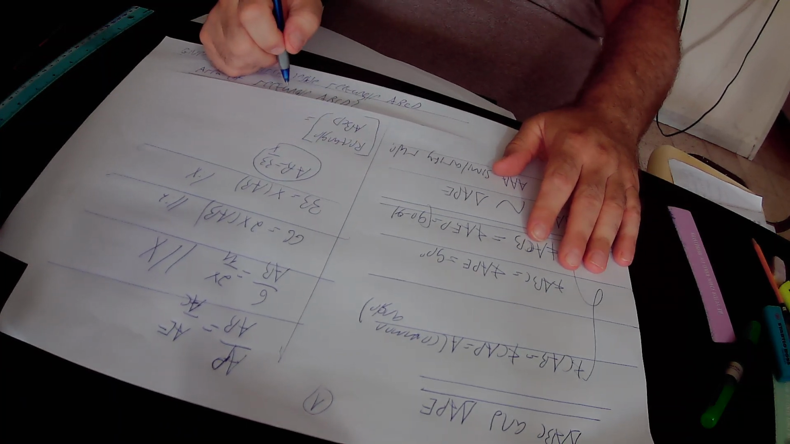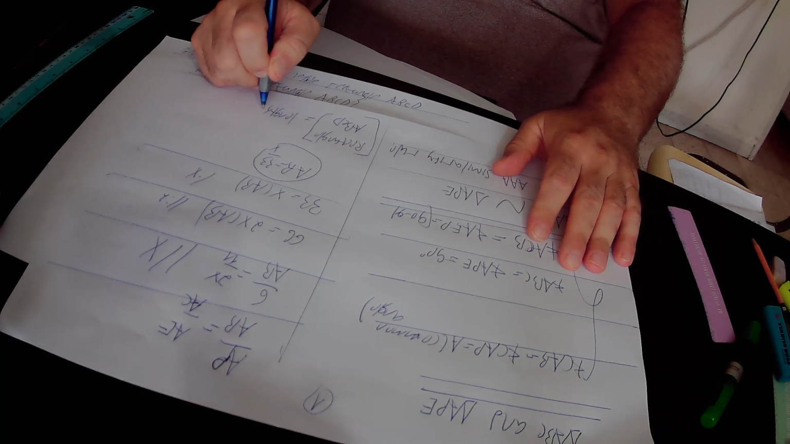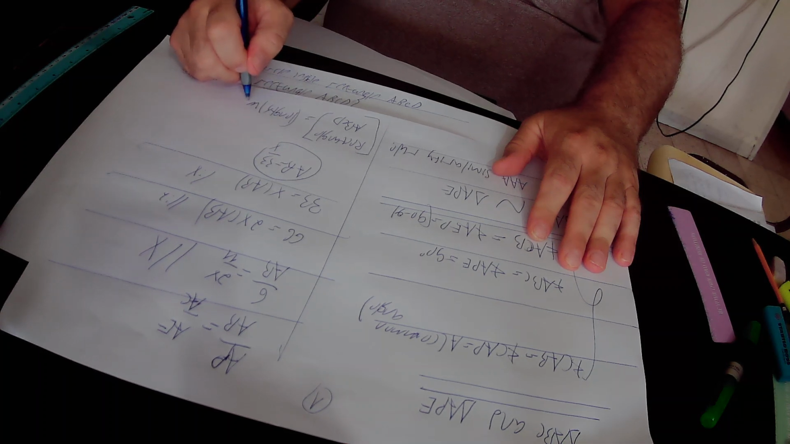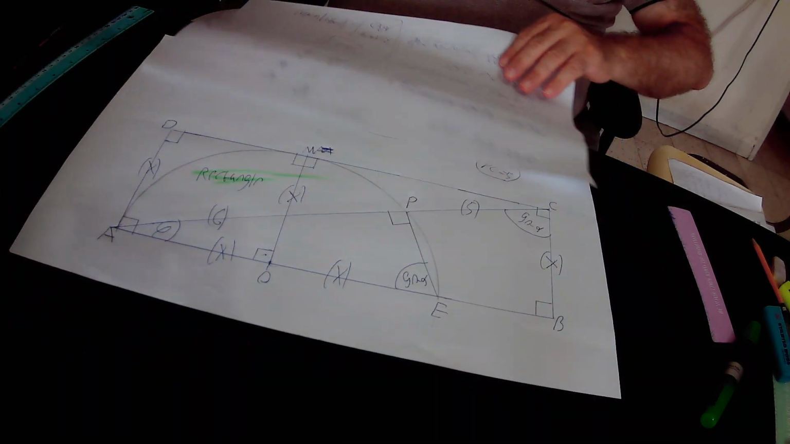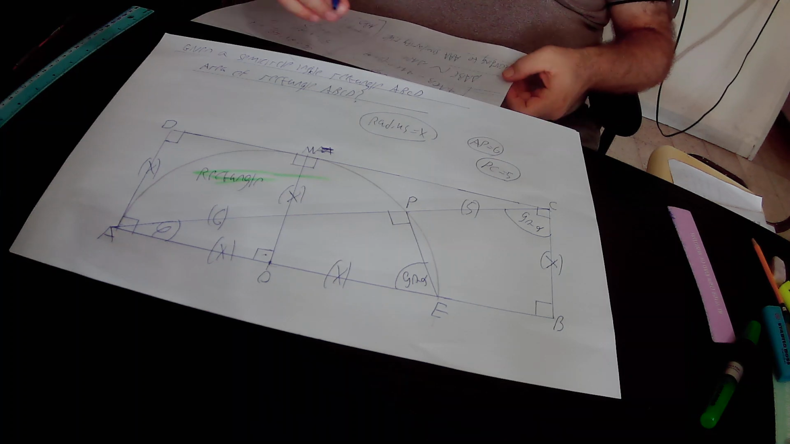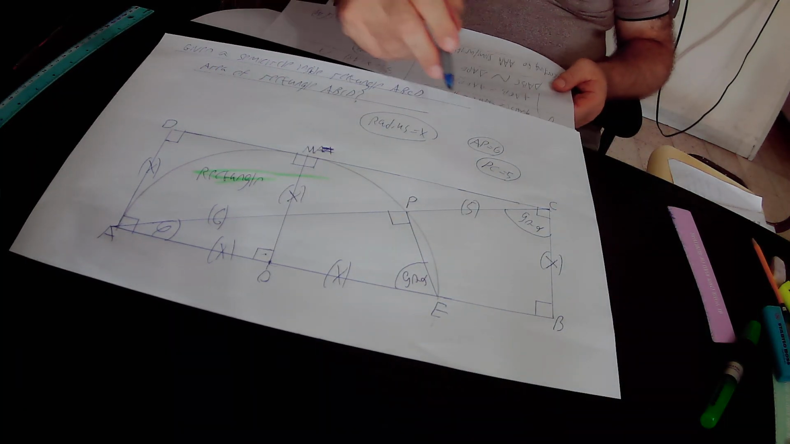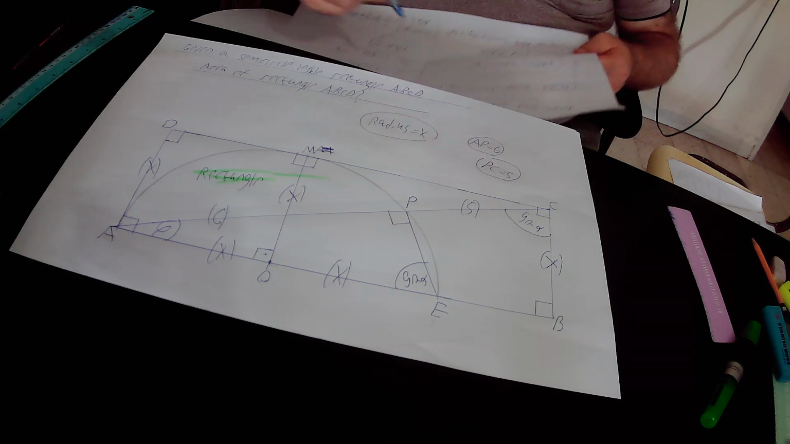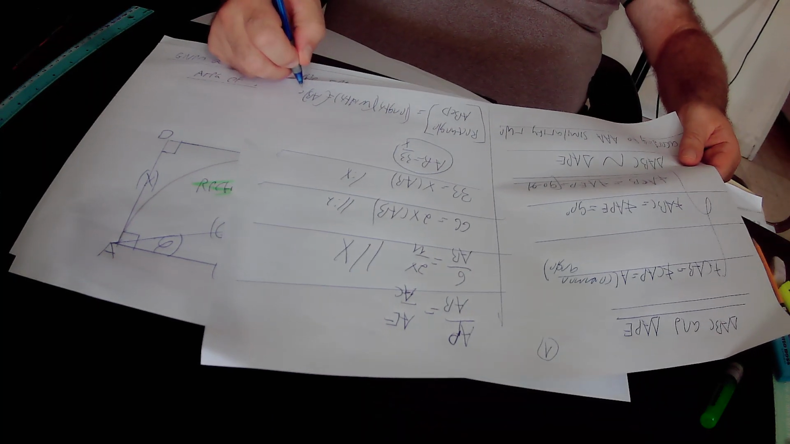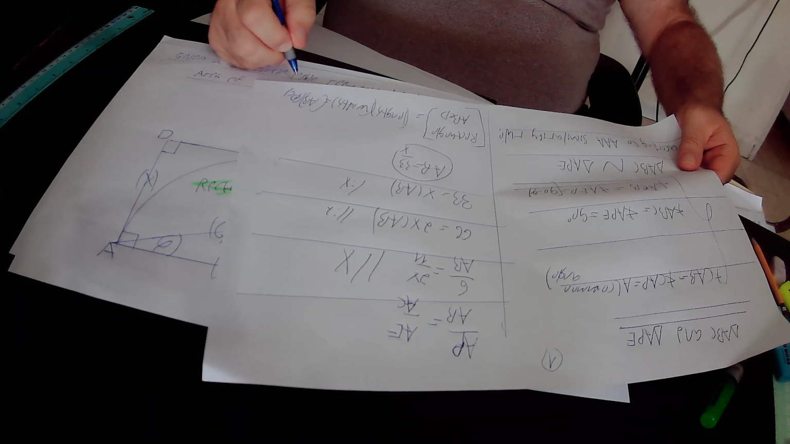Actually, we know that the area of a rectangle equals the length of the rectangle times the width. And therefore, the area of this rectangle ABCD must be equal to the length of this rectangle ABCD times the width. The length is AB, and the width is DC. So in total, we found out that the area of rectangle ABCD equals AB times DC.